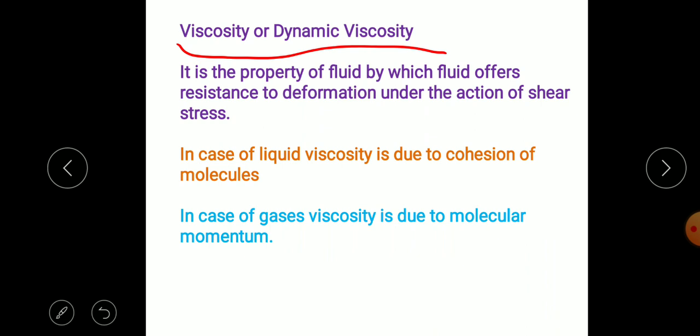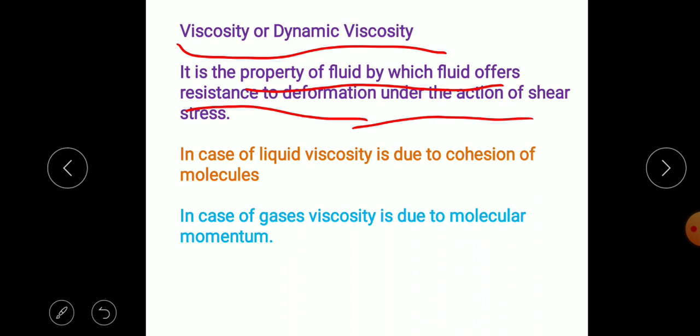If there is no resistance, the liquid will flow continuously. But due to friction or cohesion, the fluid has resistance to the flow. So viscosity is the property of a fluid by which it offers resistance to deformation, or resistance to the flow, under the action of shear stress. So viscosity is nothing but the resistance to the flow. The fluid will not flow at the same or at higher velocities because of the resistance to the deformation applied to the fluid.